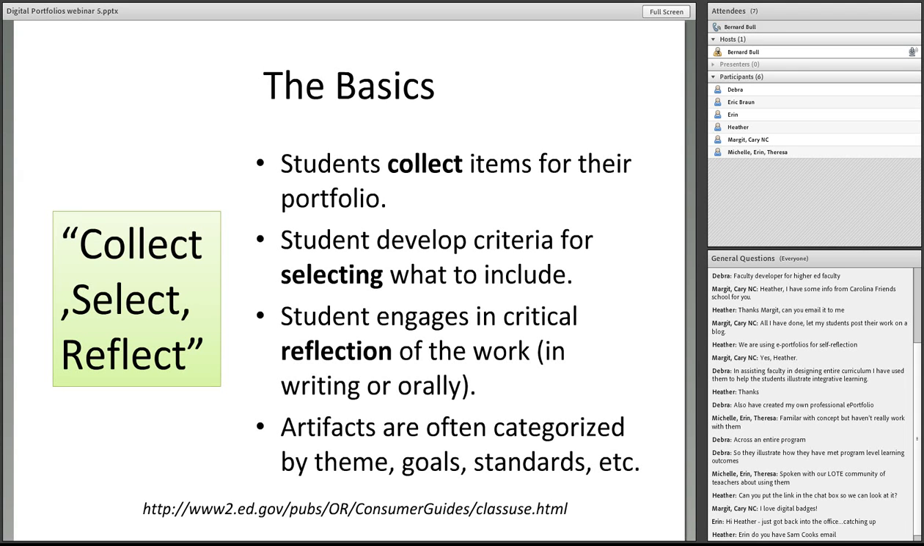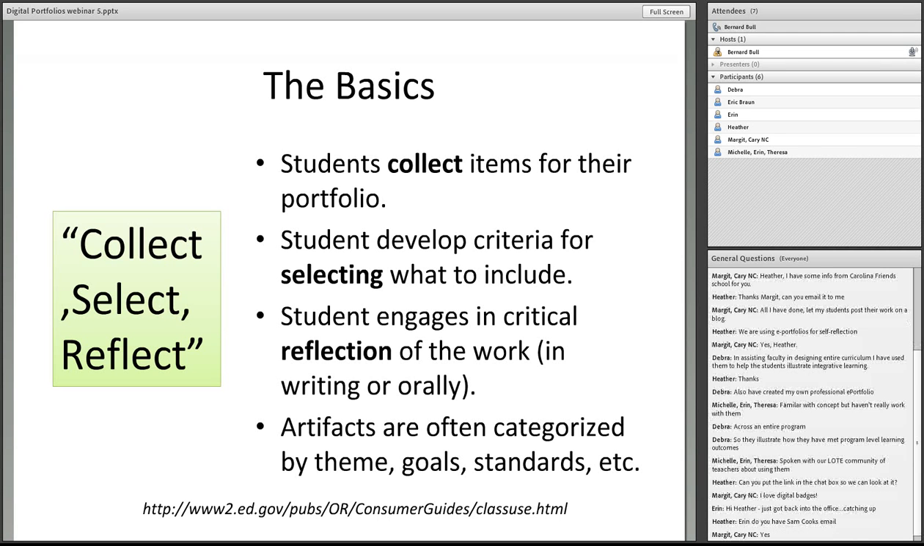Let me stop for a moment and just get some kind of response from you at this point. Does this make sense? Does this seem to be a pretty clear, straightforward introduction of what we mean by digital portfolios? Do you have any questions that come to mind right away?